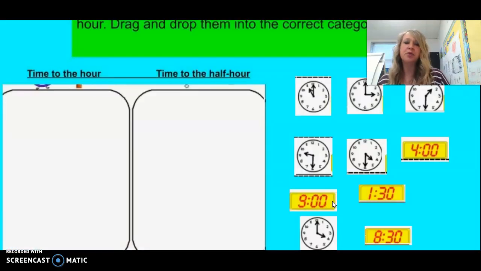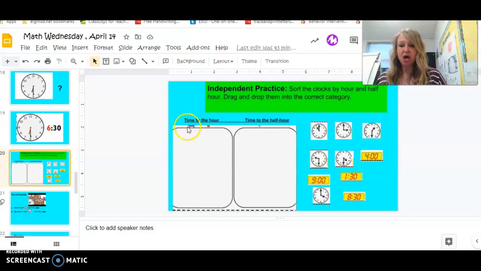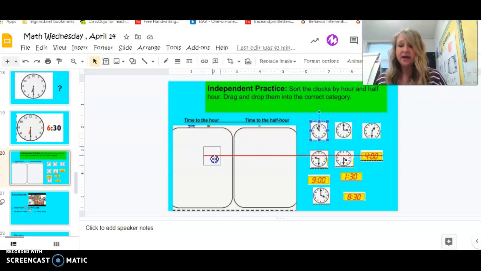Now you are going to practice a drag and drop activity. Let me get to the right place to show you what to do. So this box says time to the hour. Those are the clocks that are 7 o'clock, 8 o'clock, 9 o'clock. The hour hand is pointing to the hour, and the minute hand is pointing to the 12. This one is pointing to the 12. The minute hand is pointing to the 12. So that is time to the hour.